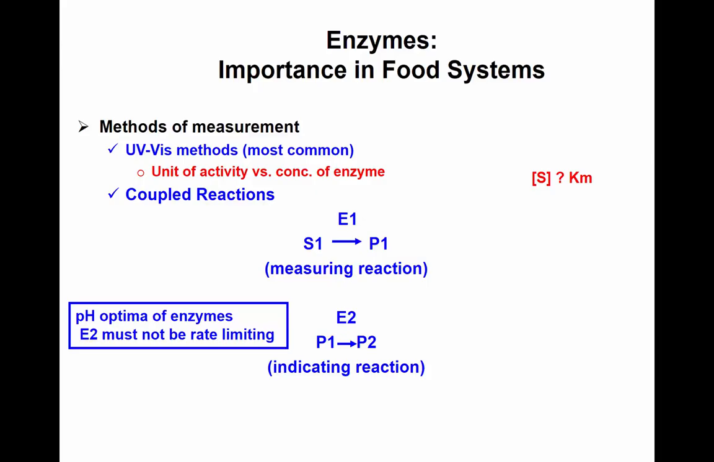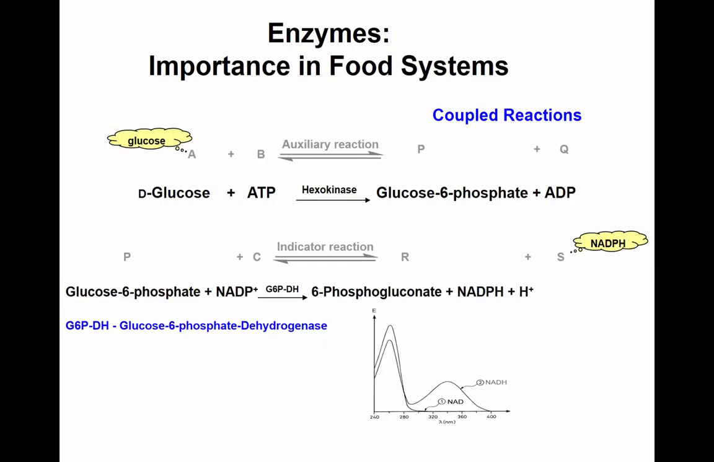Another requirement for a coupled reaction is that the second reaction is not rate limiting. What does that mean? It means your second reaction occurs fast. As soon as product one is generated, your second reaction proceeds fast, so you can have a fast measurement. In other words, it should proceed faster than the first reaction. Otherwise, you'll have accumulation of P1, and that will mess up your reaction rates.